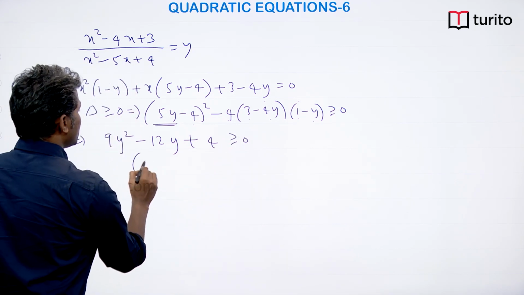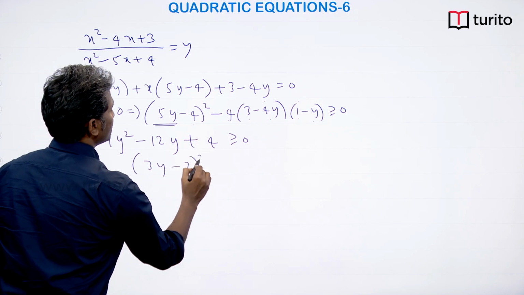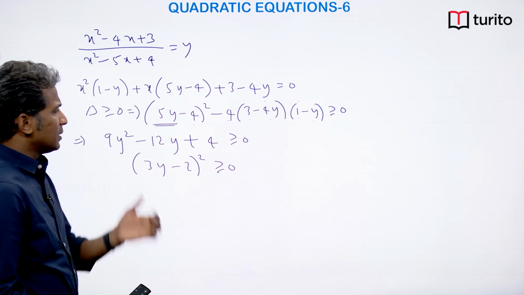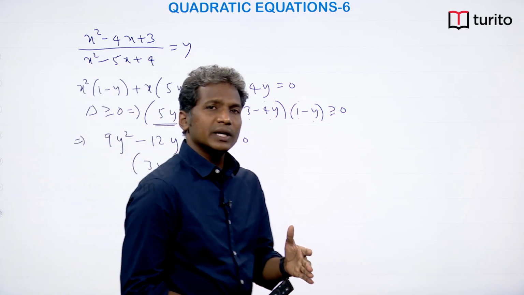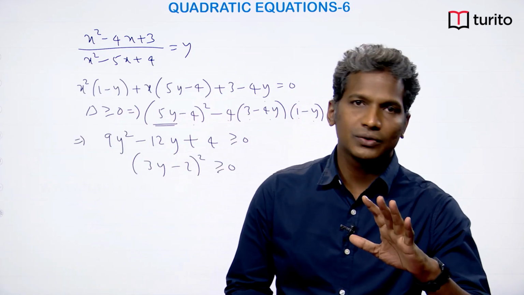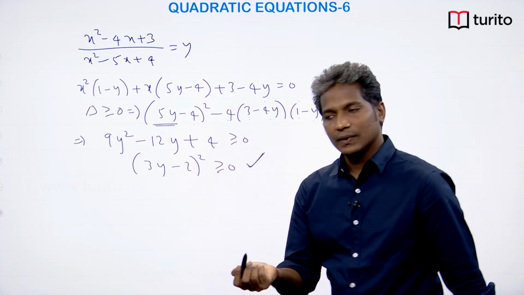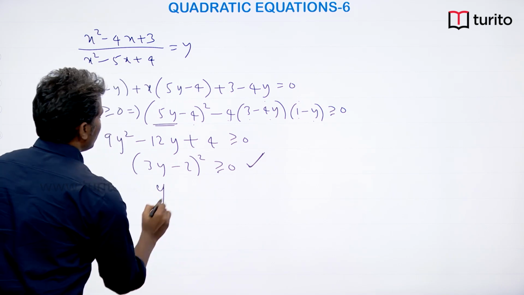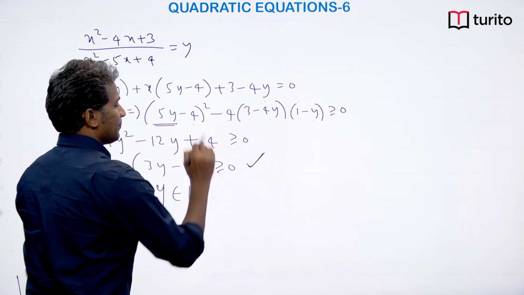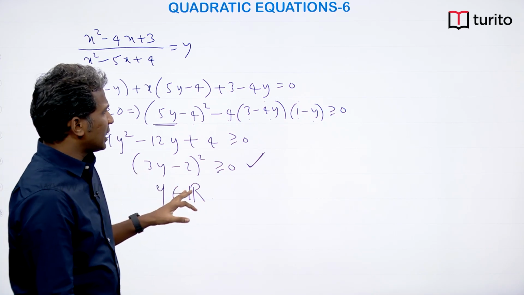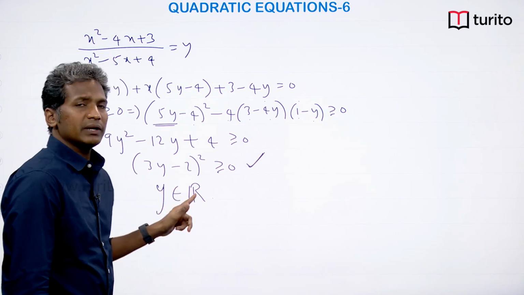So here this turns out to be a perfect square. Okay, very nice. This turns out to be a perfect square. So we know that every perfect square is always greater than or equal to 0. So this condition is already satisfied algebraically. So we can say that y belonging to all real values are the solutions of this condition. Now can we say that the range of this function is all real values?